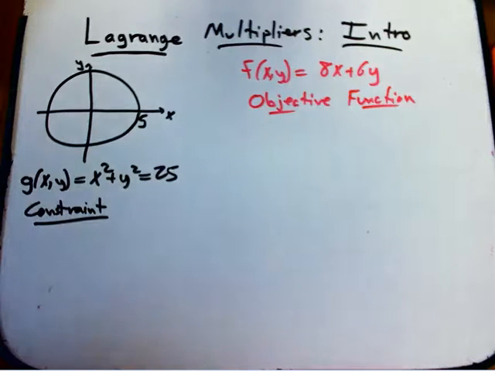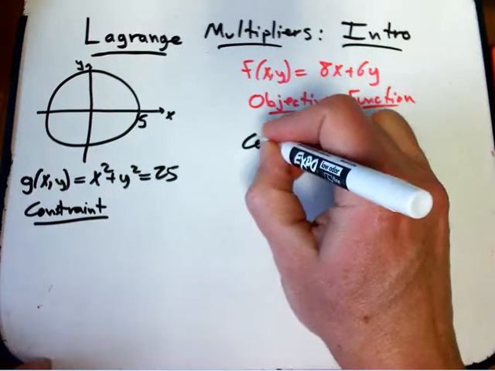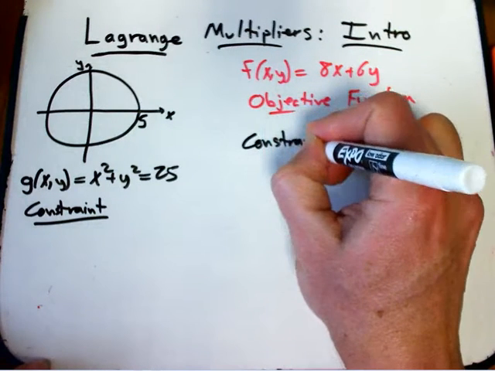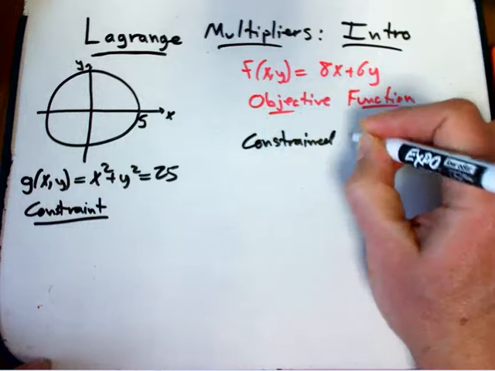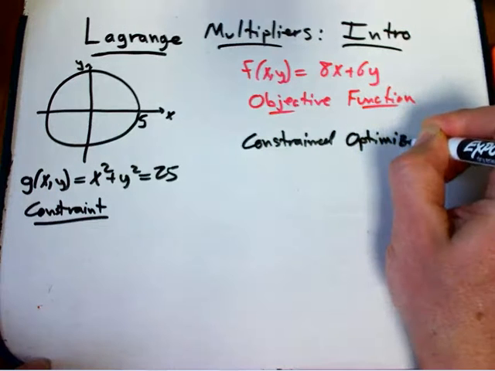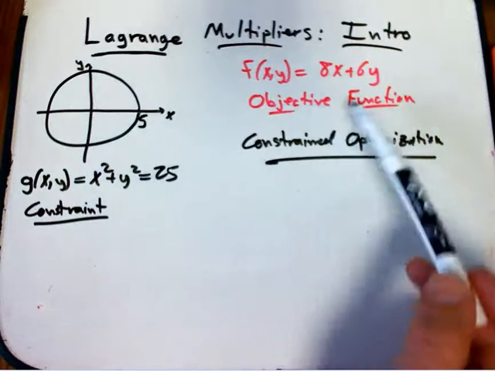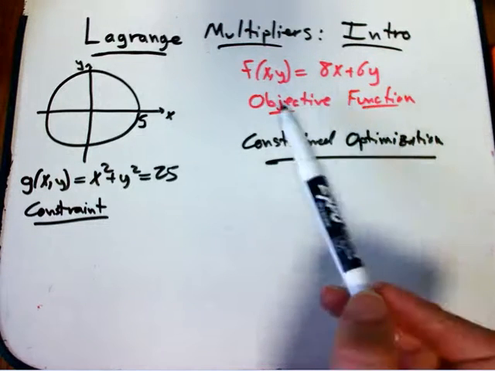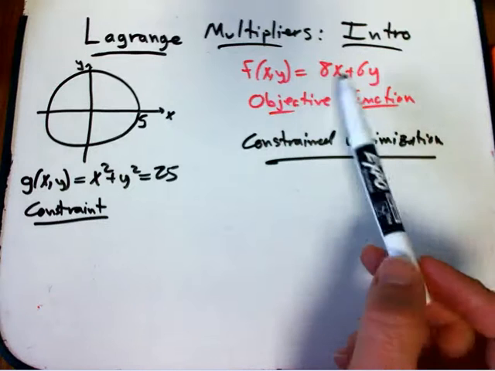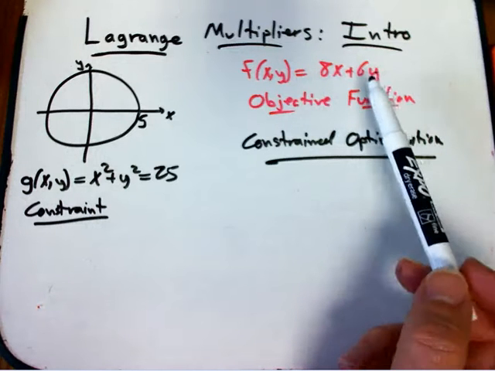Let's look at Lagrange multipliers. This is a great technique for constrained optimization. And in any kind of constrained optimization problem, whether you use Lagrange multipliers or not, you have the same kind of setup. And that is that you've got some sort of function you want to maximize or minimize. That's called the objective function. In this case, it's going to be 8x plus 6y for our first example.